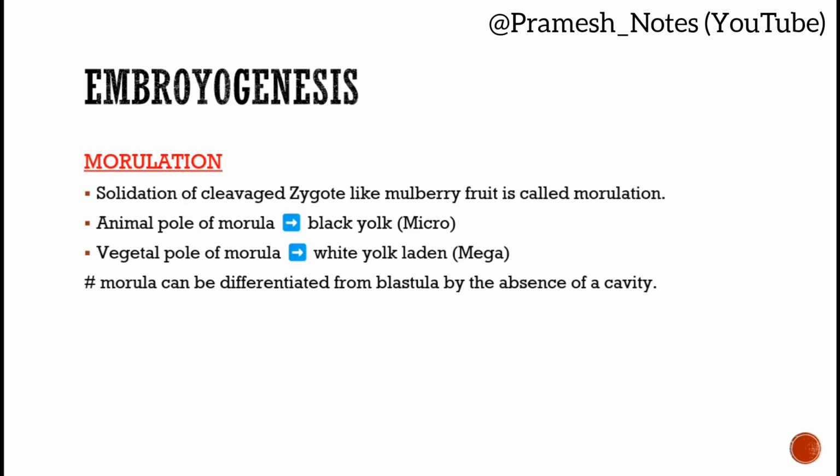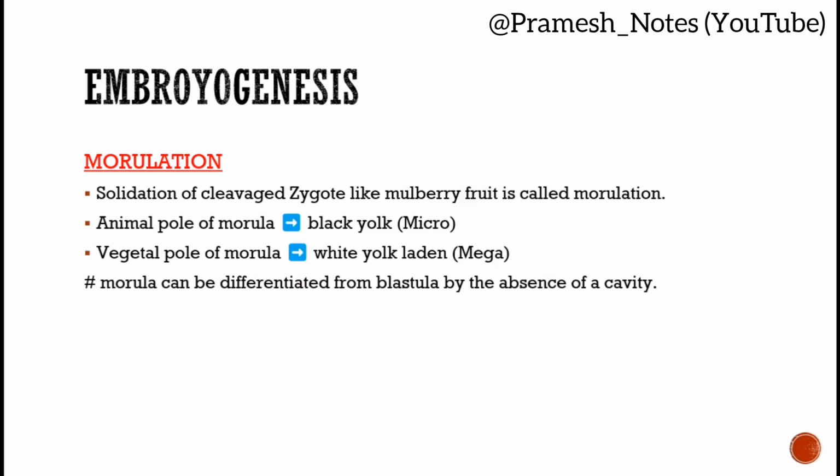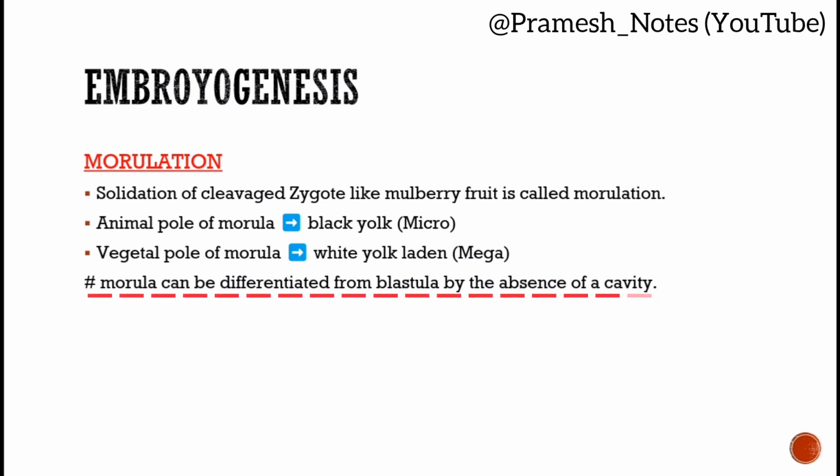Now in morulation, it is simply the solidification of the cleavage zygote in the shape of a mulberry fruit, or we can understand that it is just a result of the cleavage stage. Here the white yolk-laden region is the vegetal pole of the morula and the black yolk is the animal pole of the morula. You can clearly note the vegetal and animal poles in the figure. I hope you understand it. And here is the main point to be noted, that morula can be differentiated from blastula just by the absence of a cavity, as shown in the figure.